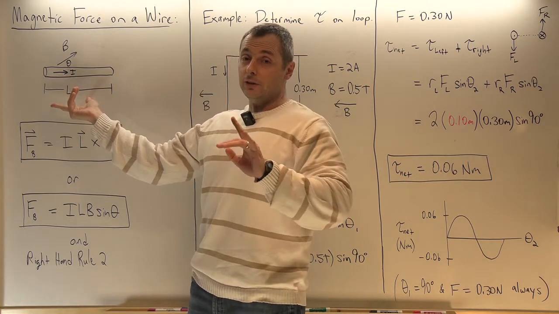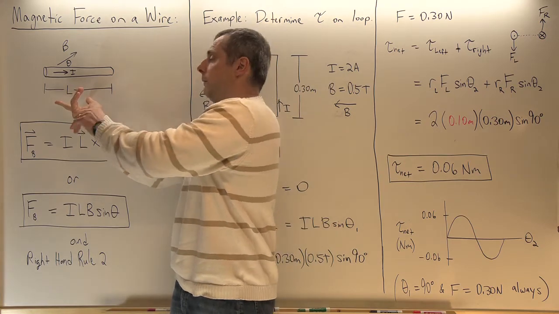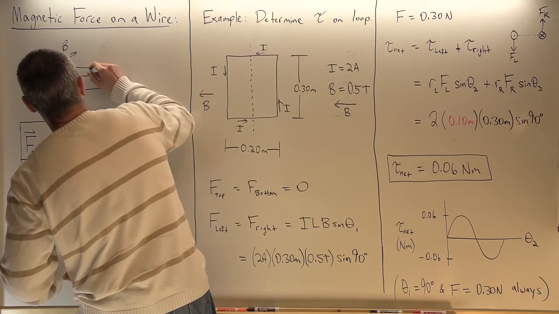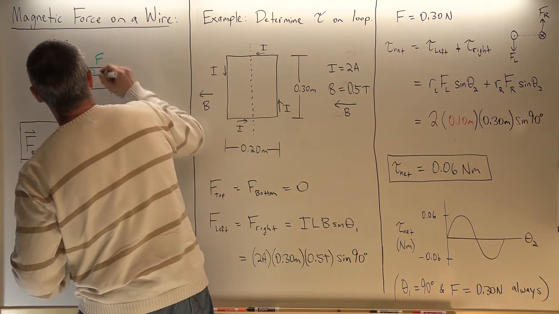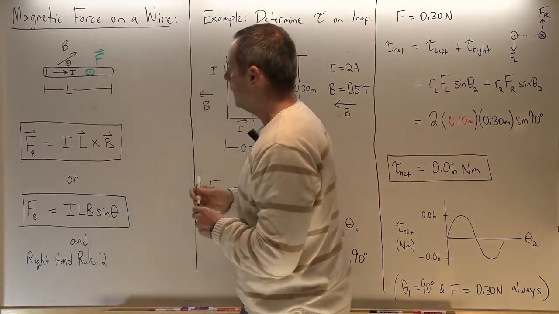That would be the direction of the force if these were protons. Since they're electrons moving that way, the force is in the opposite way. So I'll draw an arrow out of the board like this, and there is the force. Okay? We could even put a little vector symbol over it.